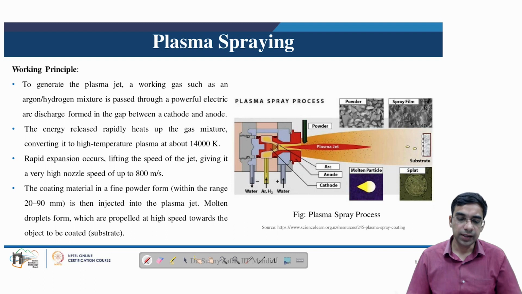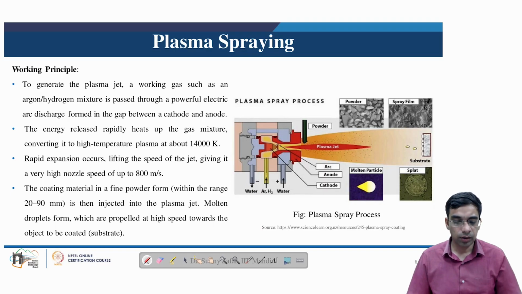The energy generated in this arc is rapidly used to heat up the gas mixture, converting it to a high temperature plasma with temperatures of the order of 14,000 Kelvin. Rapid expansion of the hot gases occurs, increasing the speed of the jet to a very high speed of the order of 800 meters per second. Coating material in the form of fine powder, in the range of say 20 to 90 millimeter, is then injected in the plasma jet.